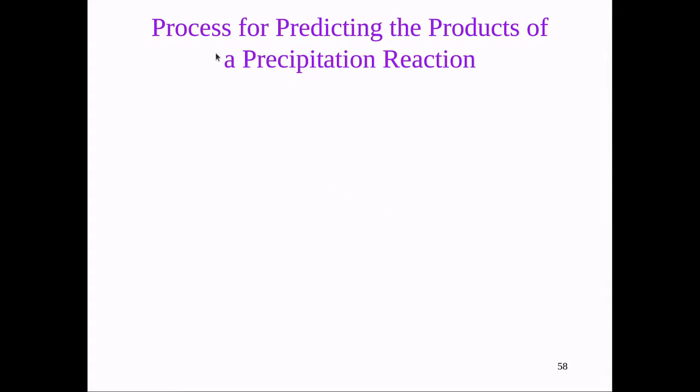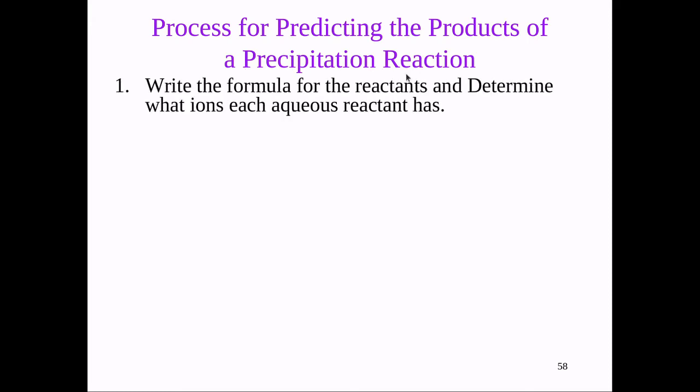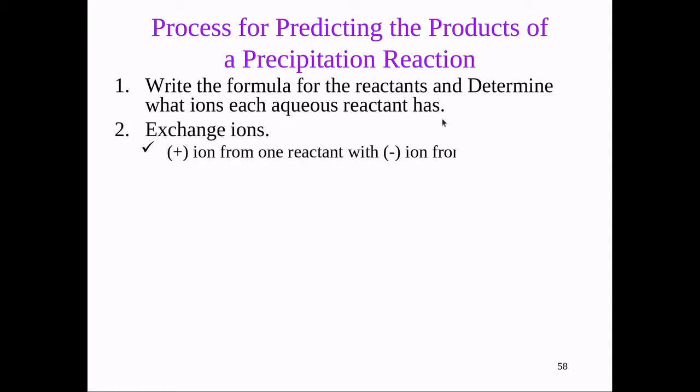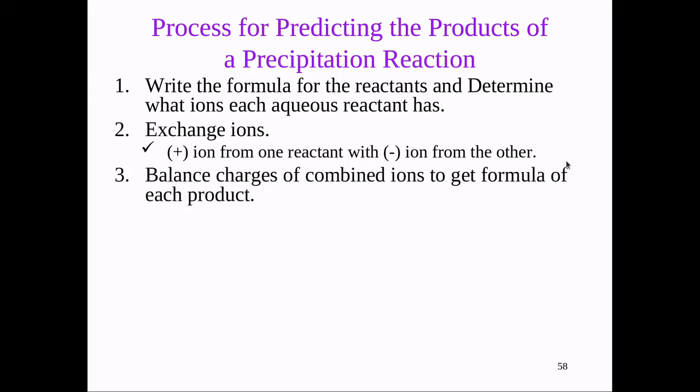So let's discuss a process for predicting the products of a precipitation reaction. This is going to bring together a lot of the skills that we've been working on so far. First, we're going to write the formula for the reactants and determine what ions each aqueous reactant has. Then we'll exchange the ions. Okay, so the cations from one reactant with the anions from the other one. Then we're going to balance the charges that the ions have to get the formula of each product. Then we're going to balance the equation.